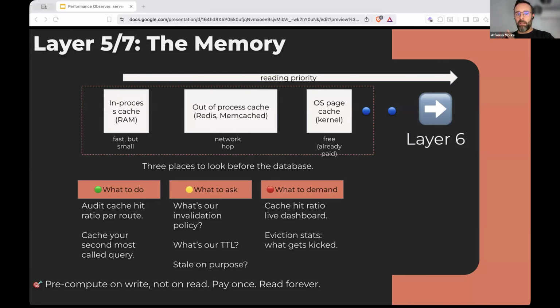So then we have the operating system memory. This is handled by the kernel, the Linux kernel, so you don't have to do anything about that, but it's also very fast, much faster than the database, of course. So what can we do here?